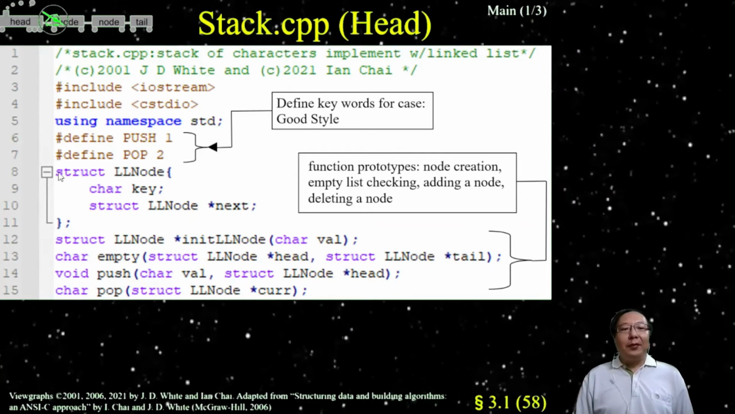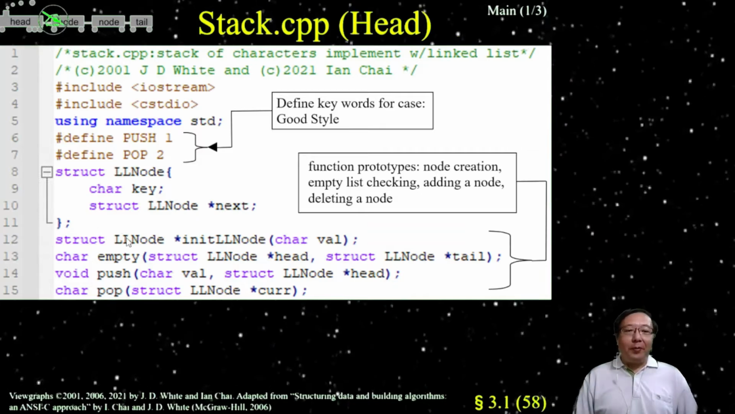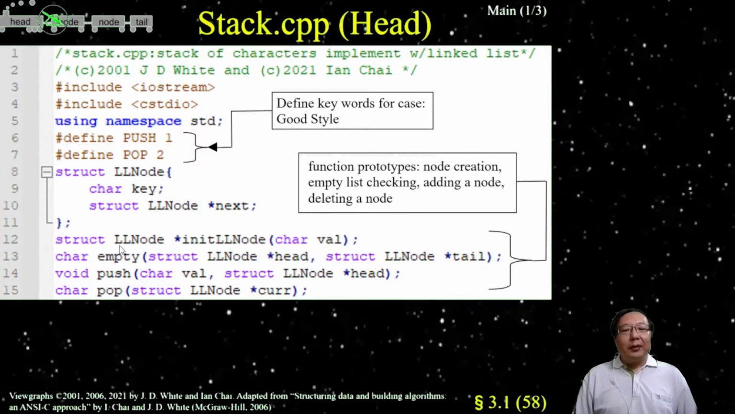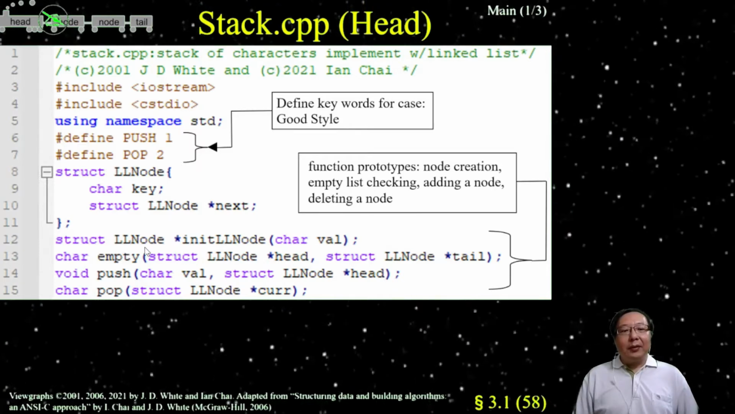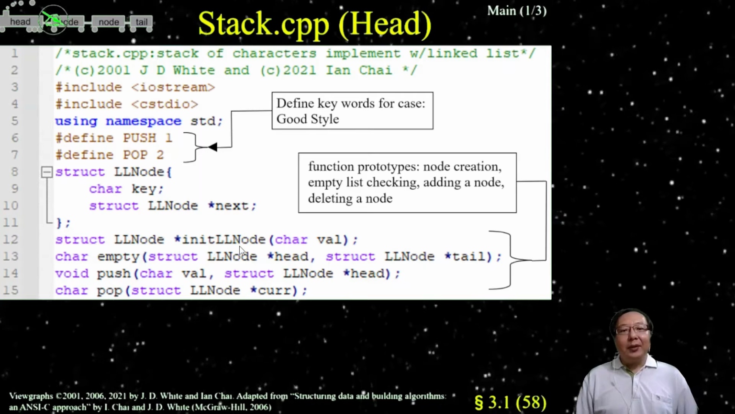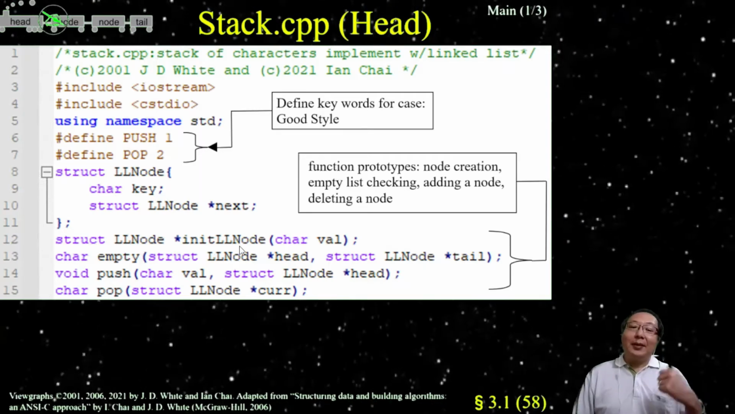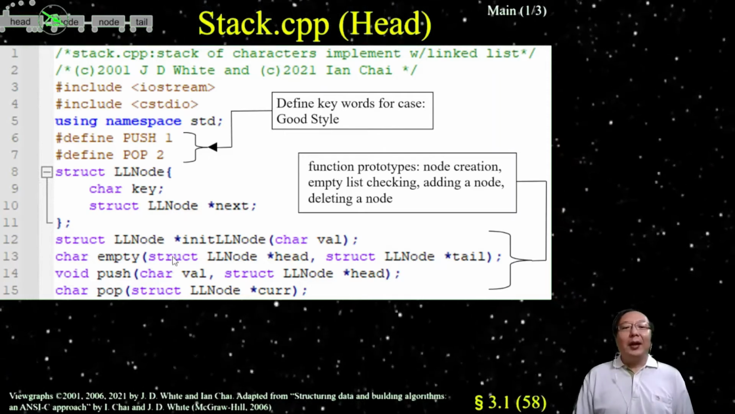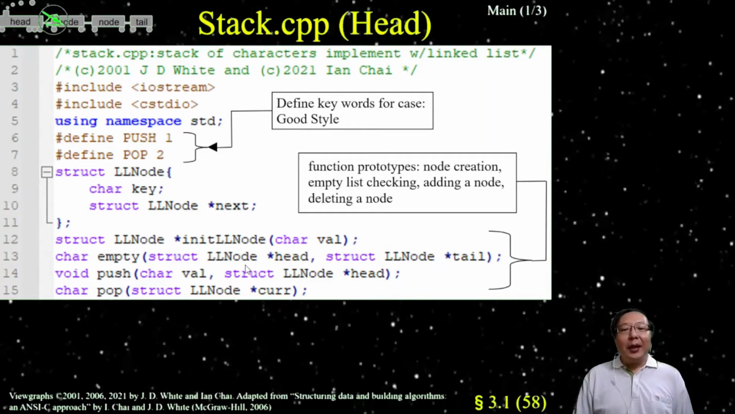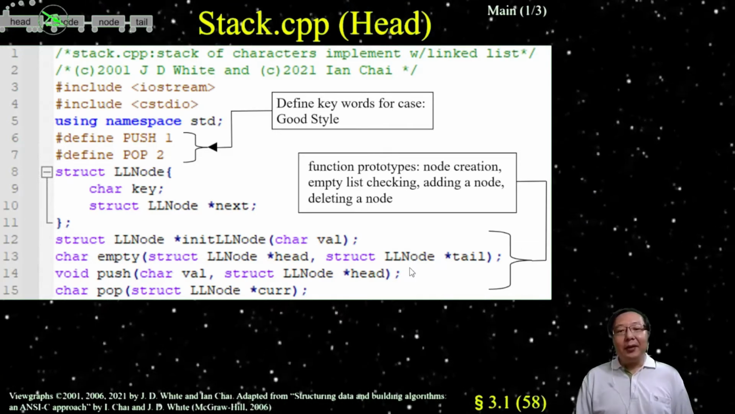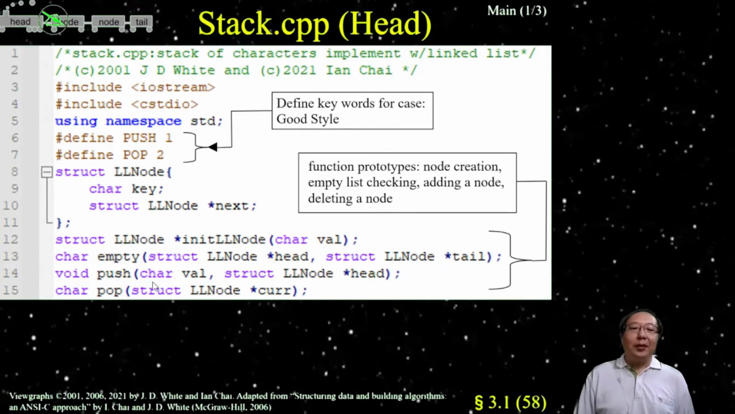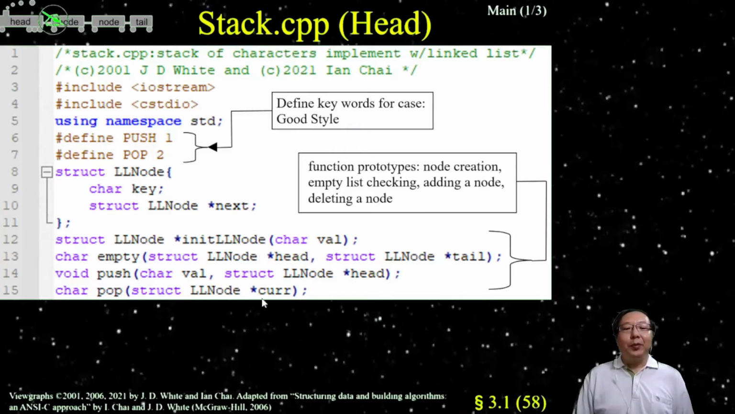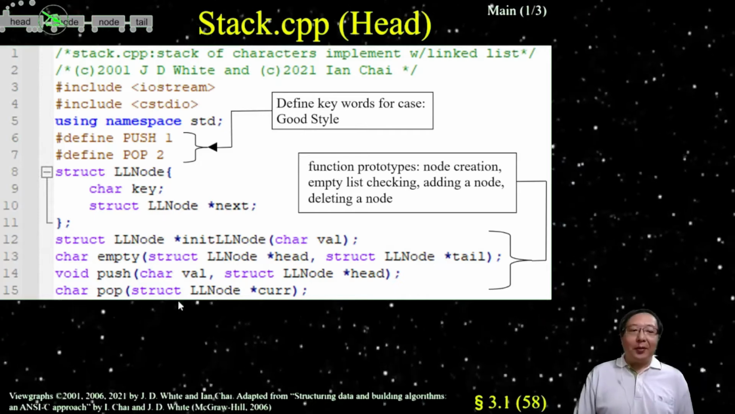And then we have that same struct LL node from before, and now we have function prototypes. There's init LL node, which is the same as in the previous sections. And then we have empty, which says, is this stack empty or not? It takes the head node and the tail node. There's a push, which says, let's push something onto the head. And there's pop, which gets the thing off the top of the head and returns it.